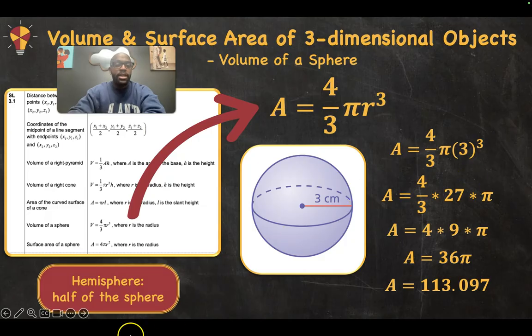And before we move to the next problem, don't forget a hemisphere is half of the sphere. So if they ask you for the hemisphere, the volume of the hemisphere, do the whole problem and just divide it by 2 at the end. You don't divide it by 2 too early and throw yourself off. Just wait to the end and divide it by 2.